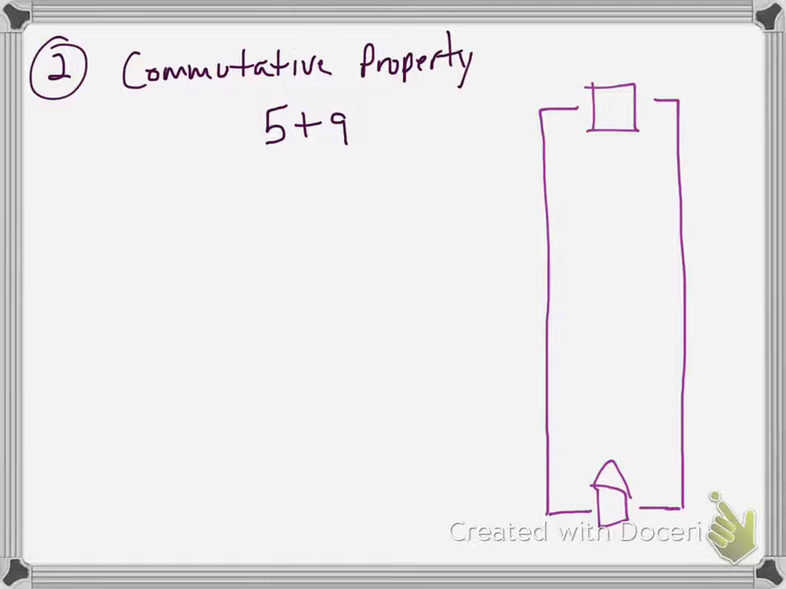So when we use the commutative property, we just take this and we say that we can write it in a different order, and we still would get the same solution. And 5 plus 9 is 14, and 9 plus 5 is 14. And that's the commutative property.